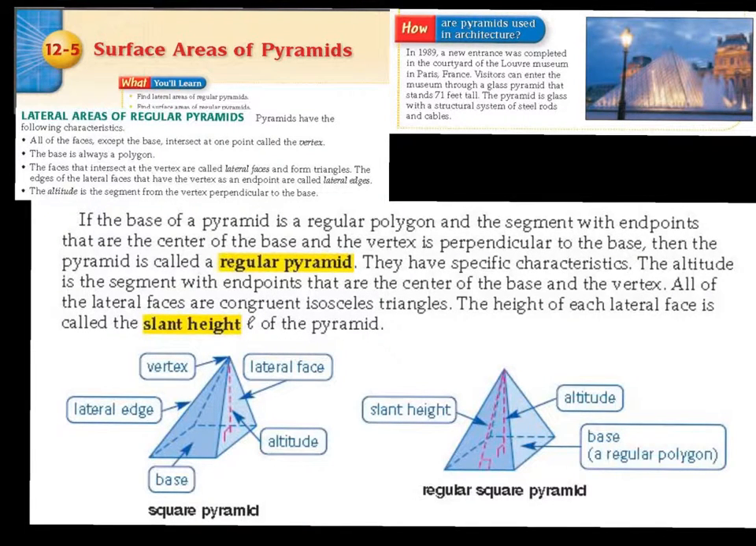If the base of a pyramid is a regular polygon, and the segment with endpoints that are the center of the base and the vertex is perpendicular to the base, then the pyramid is a regular pyramid. They have specific characteristics. The altitude is the segment with endpoints that are the center of the base and the vertex. All of the lateral faces are congruent isosceles triangles. The height of each lateral face is called the slant height of the pyramid, and they use a lowercase l for that, because I guess s isn't a very good variable.